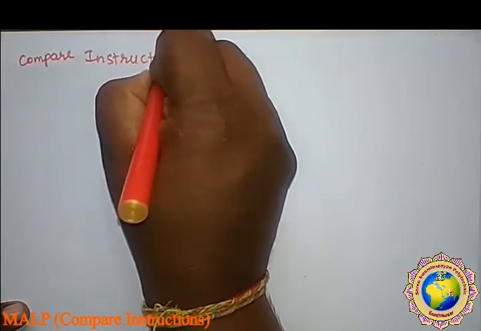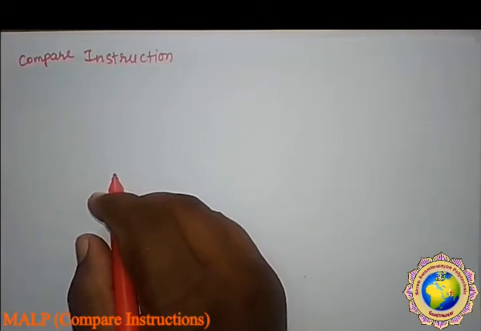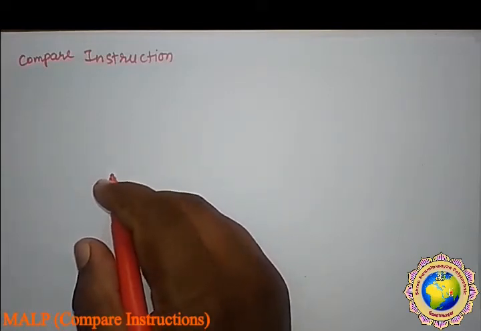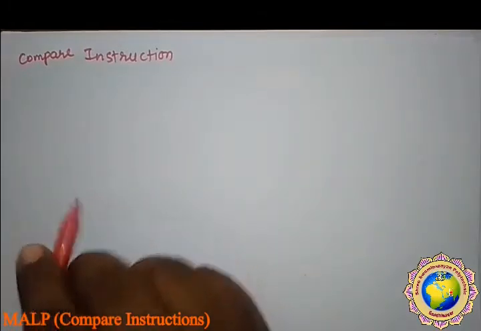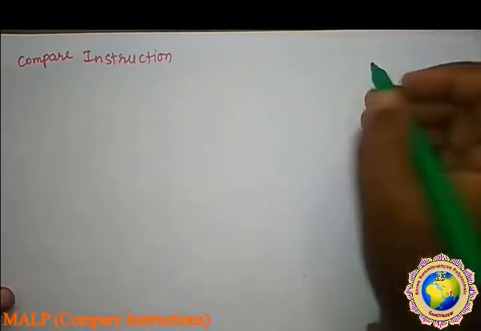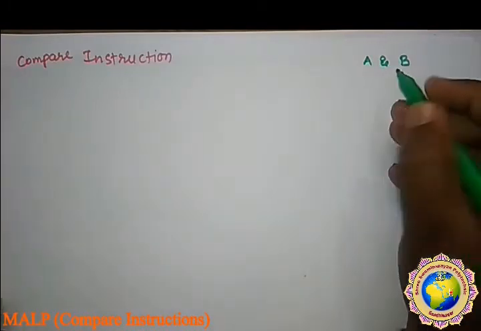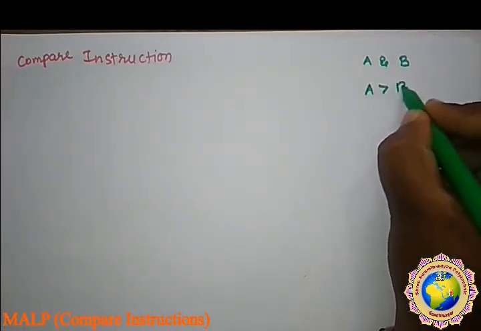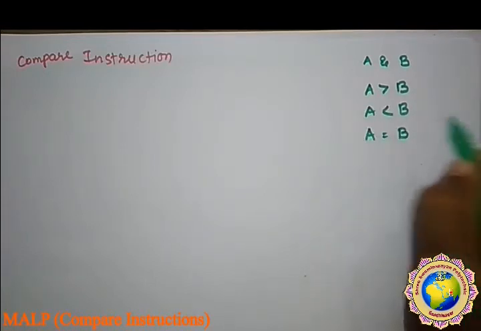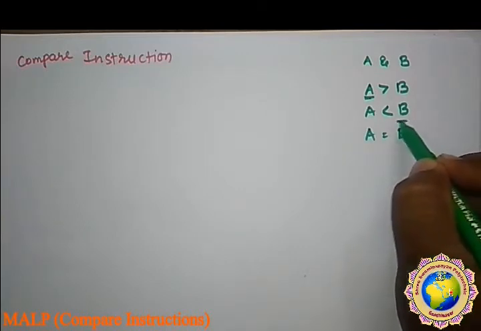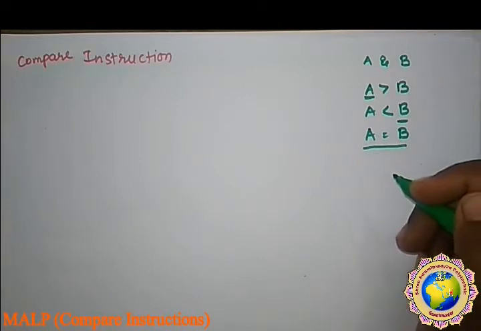What is the compare instruction? As you know, to compare we need two data. Here we will take two data like A and B. When we are comparing them, there will be three statuses: either A is greater, or B is greater, or they both are equal. That is known as a comparison of two data.